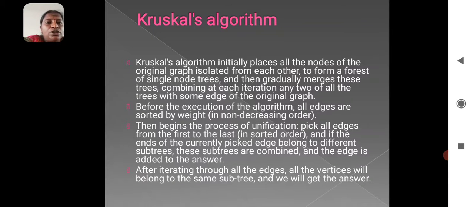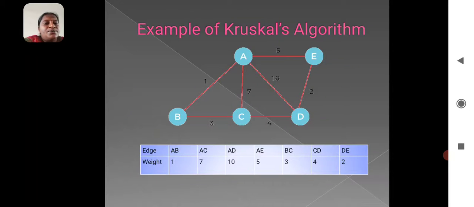Before executing the algorithm, all the edges are sorted by weight. Then begins the process of unification. Pick all the edges from the first to the last, and if the ends of the currently picked edge belong to different subtrees, these subtrees are combined and the edge is added to the answer. After iterating through all the edges, all the vertices will belong to the same subtree and we will get the answer. Let us give an example for Kruskal's algorithm.